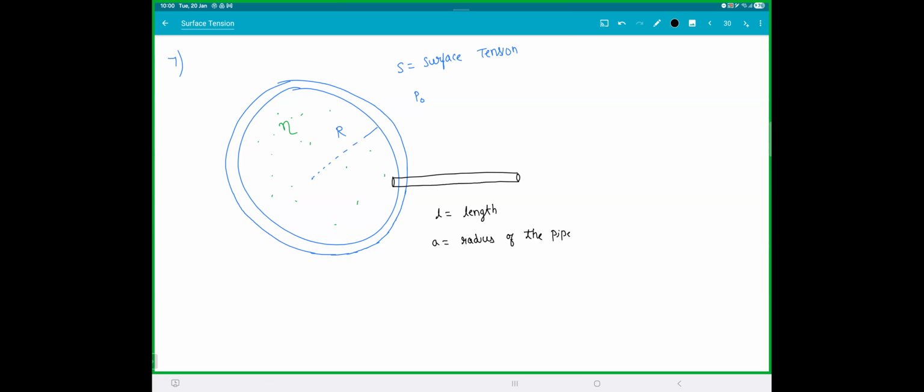Now because the pressure inside is more than outside, the air will start rushing out through the pipe. Now if the air starts going out, the radius will start decreasing. Find the radius of the bubble as a function of time t. Combine viscosity with surface tension.